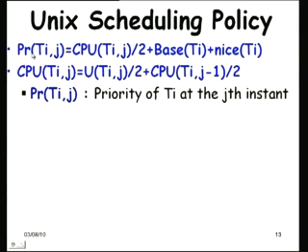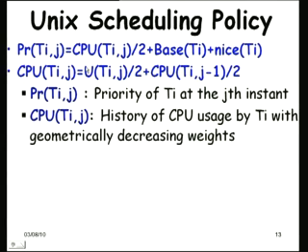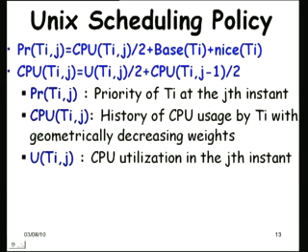So, PRTij is the priority of the task Ti at the jth instance. CPU Tij is the history of CPU uses by Ti, and we will see that this formula of priority computation translates into a geometrically decreasing weight for the history of CPU utilization. What is that nice? We will come to that. We will see what the components are here, the base priority and the nice priority, and why they are there. Utij is the CPU utilization in the jth time slice it has got.